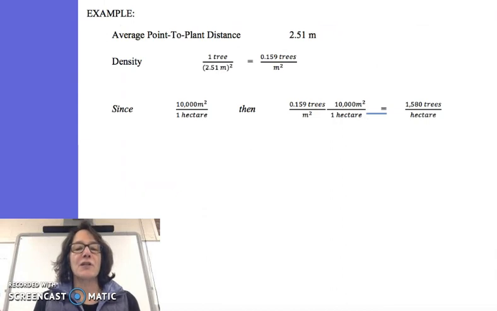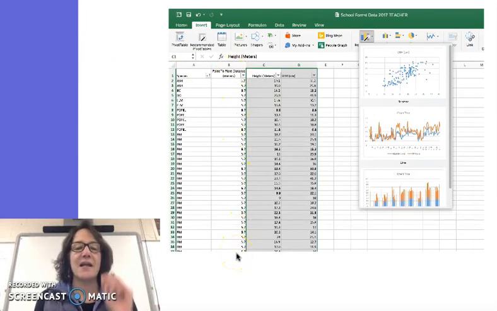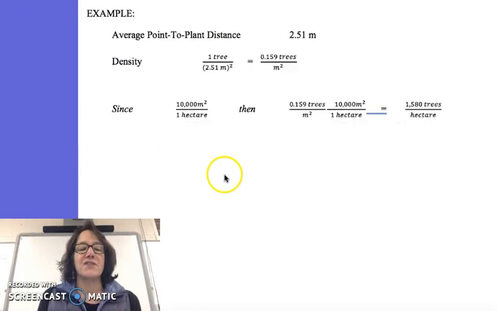You are also going to calculate the density of trees. This is an example that is in your packet. So the first thing you want to do is go to the next page for a second, looking at the data table. I can go down to the bottom of my point to plant distances, and I can do an equals average to get that average point to plant distance.